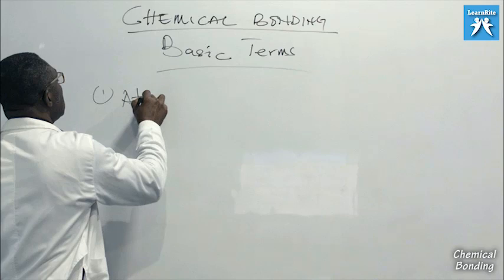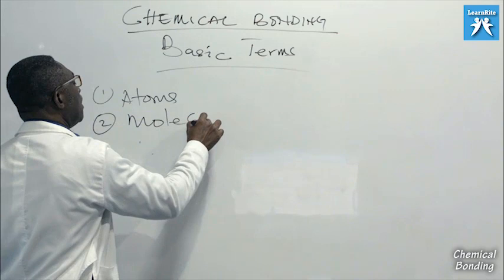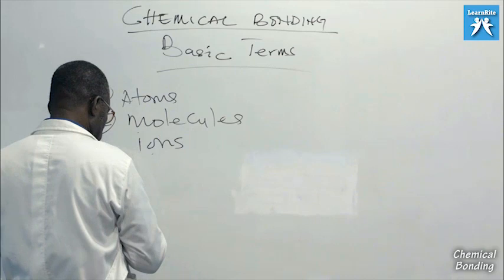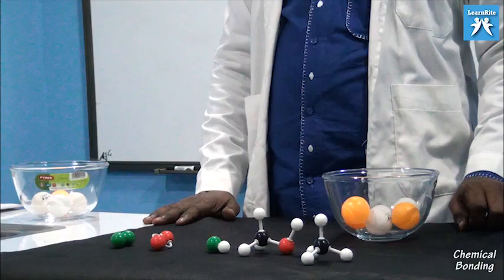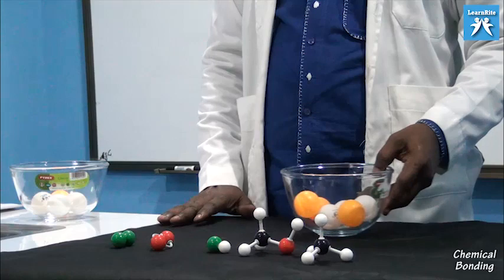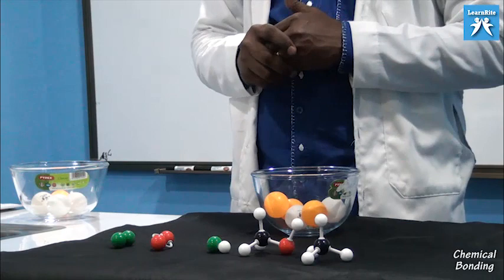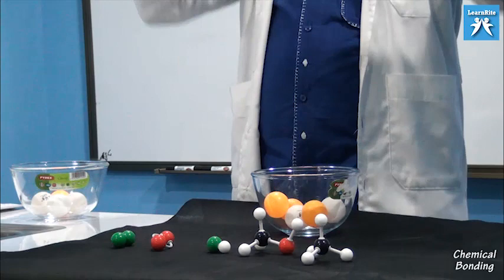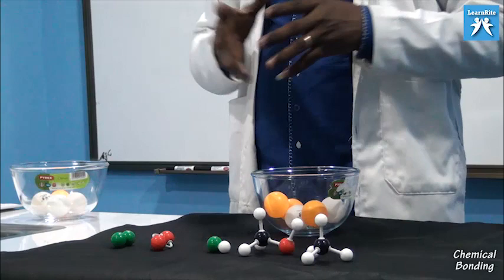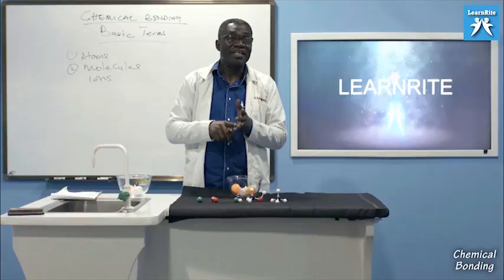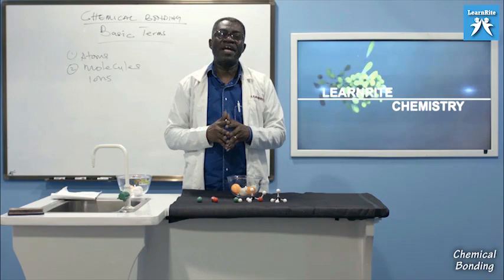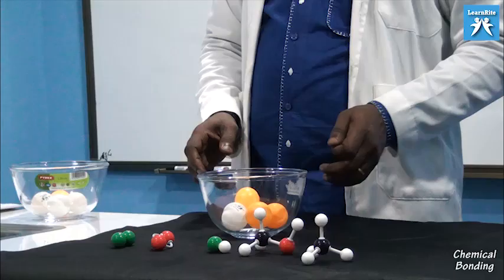We have atoms, then we have the molecules, we have ions. If I pick any atom from the basic study that we did, we said that every atom is neutral. From atomic structure, we studied that every atom in the nucleus has protons and neutrons. Around this nucleus is a what? Electrons. And we said every atom is a neutral atom because the number of protons, which is positively charged, always is balanced by the number of electrons in them. The neutrons are neutral.